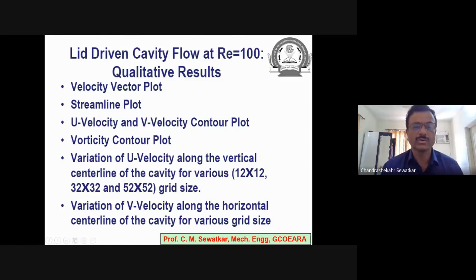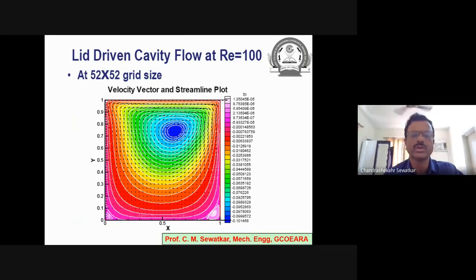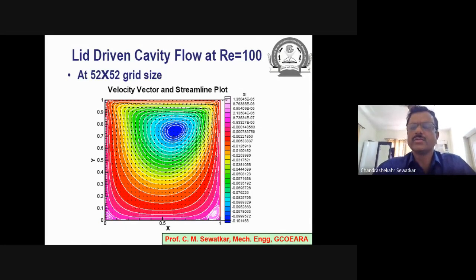We can also look at vorticity contours. There is an expression for vorticity in terms of u and v velocity. And we can look at the variation of u velocity along the vertical center line of a cavity for various grid sizes. We can look at the variation of v velocity along the horizontal center line. There are several ways in which we can explore the data and look at it in diagrammatic form, and that's the post-processing. For example, here I am sharing with you the results obtained for the lid-driven cavity flow problem at Re equal to 1.